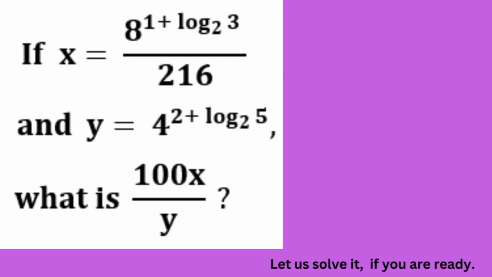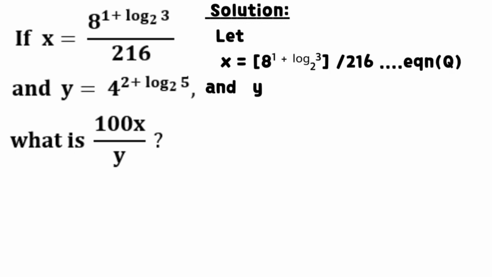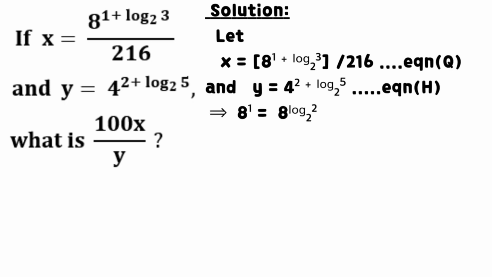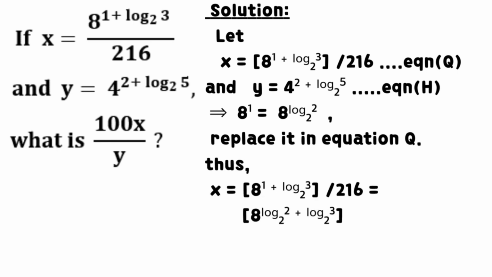Required to find the value of the product of 100 and x divided by y from the given equations. Let x equal 8 to the exponent of the sum of 1 and log 3 to base 2, all divided by 216. We call it equation Q. And y equals 4 to the exponent of the sum of 2 and log 5 to base 2. We call it equation H. This implies that 8 to the exponent of 1 equals 8 to the exponent of log 2 to base 2.